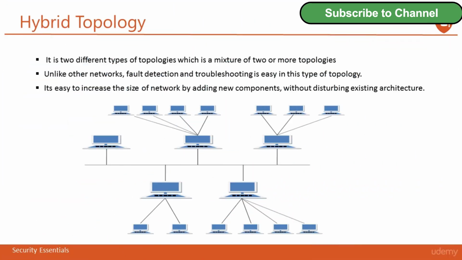Hybrid topologies is just a mixture of 2 or more topologies. A network in which we are using a bus and a star topology is a hybrid topology. So unlike other network fault detection and troubleshooting, it is easier in this type of topology because there are different parts to communicate. So we can easily find where the fault line is. It's easy to increase the size of networks by adding new components without disturbing existing architectures. For example, if we want to join a star network to a bus network, we are building a hybrid system.